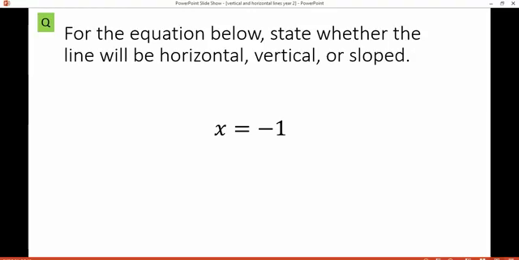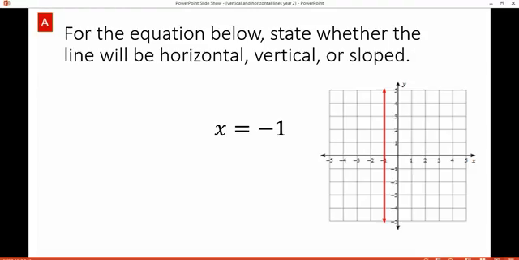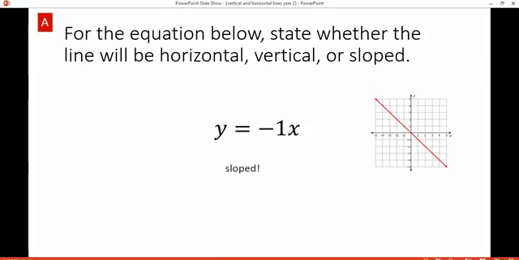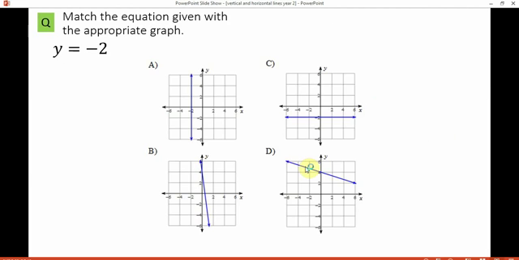All right, for the equation below, state whether the line will be horizontal, vertical, or sloped. This line is going to have an x-coordinate that is always -1, and to have an x-coordinate that's always -1, that's going to require me to have a vertical line. For the equation below, state whether the line will be horizontal, vertical, or sloped. Obviously here we have a sloped line. Y always needs to be -1 times whatever the x-coordinate is, so as the x-coordinate changes, the y-coordinate is going to change as well.